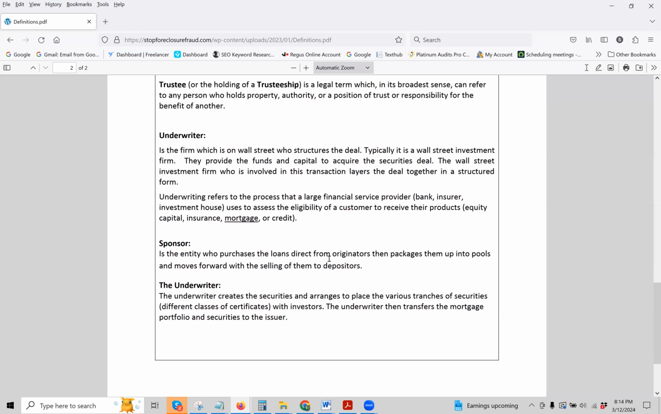And then lastly, on this page, I will just go over the sponsor really quickly before I go into the next section of the other PDF. So the sponsor is the entity who purchases the loans direct from the originators, then packages them into pools, and moves forward with selling them to depositors. Basically, it is the entity purchasing the loans from the originators. Could be the banks, could be the lenders, whoever is originating the loans, as far as the funding goes.